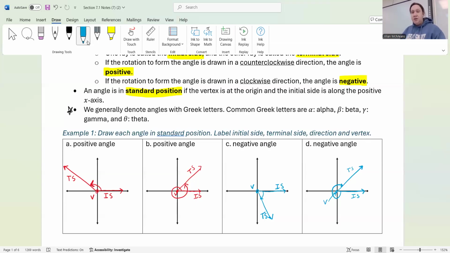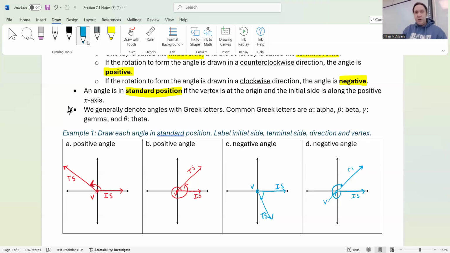But what I will tell you is in a later section, we're going to talk about things called coterminal angles, and they are angles that have the same terminal side. So these two angles look like they could potentially have the same terminal side, and we'll learn what that means. But just understand that though these look the same, they're very, very different. So drawing that little directional spiral is really, really important.